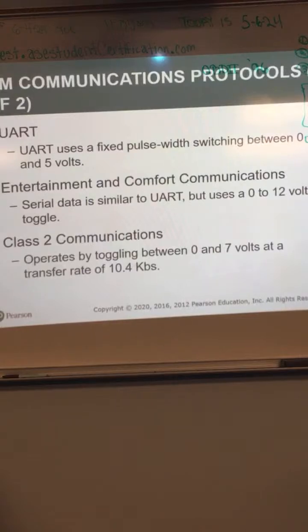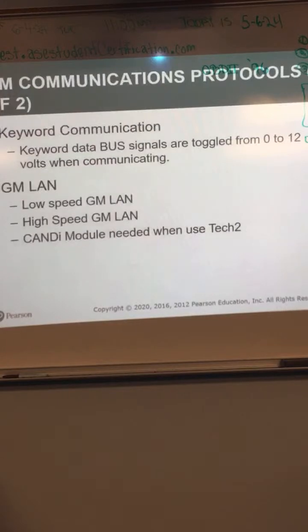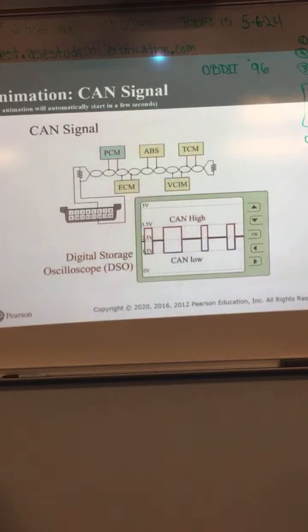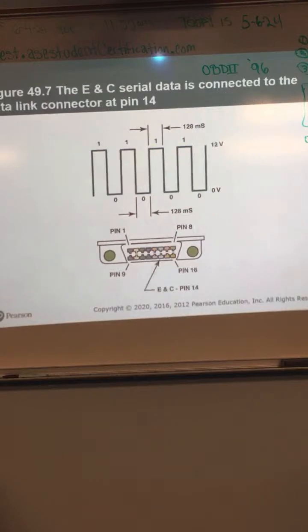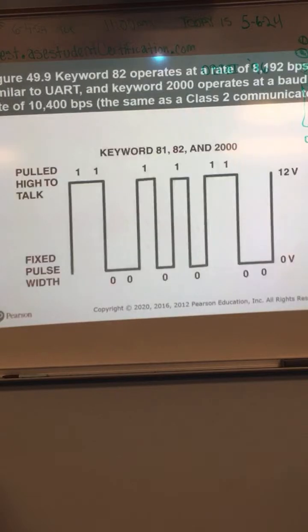Okay, your ENC or entertainment and comfort communication uses 0 to 12 volts, Class 2, 0 to 7. There's one called Keyword, which uses 0 to 12. GM local area network, you have low speed, high speed. If you were looking at it on a scope, you would see that, and we don't need to know all of this.